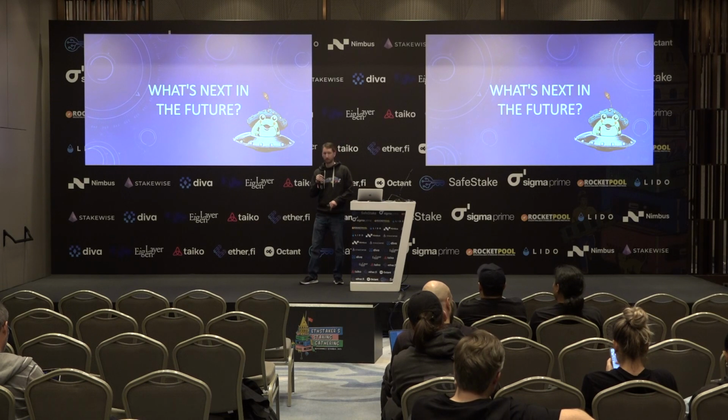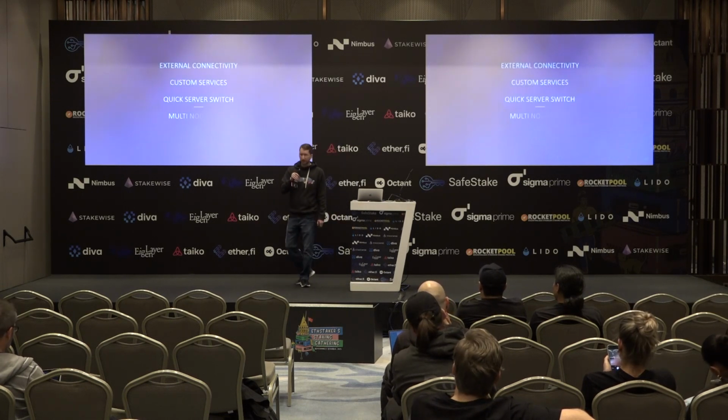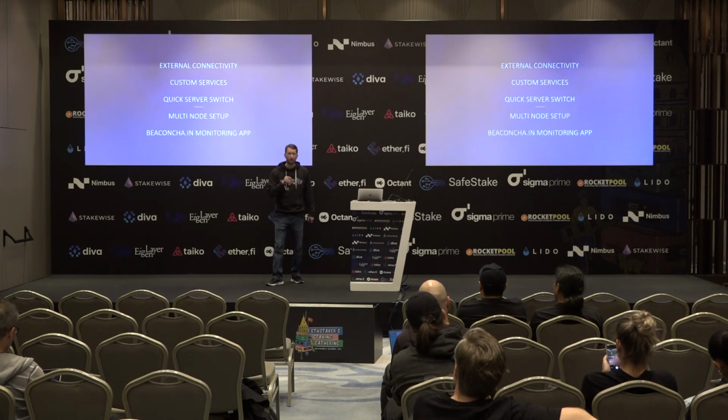So what's next for Stereum? First of all, we have external connectivity. This means you could run a beacon node and an execution client on one server, and, for example, a validator client on another. Then custom services. Maybe you wrote some bot that scrapes some data from the Ethereum APIs. That's not a problem. You could just pass it in, and you can manage your Docker service completely with Stereum. Turn it on, turn it off, link it, whatever you like.